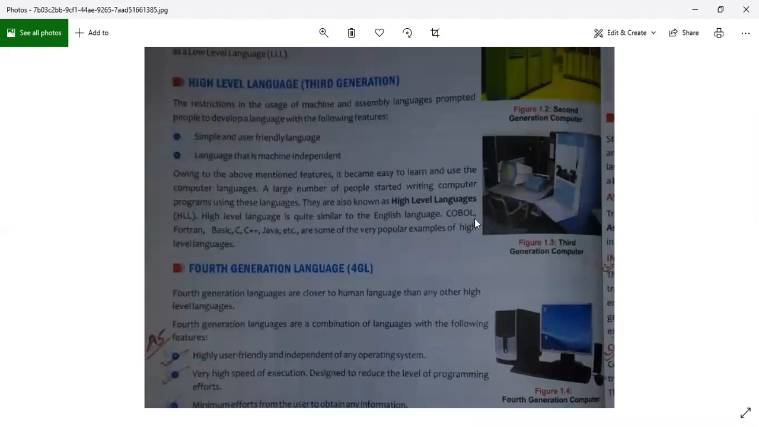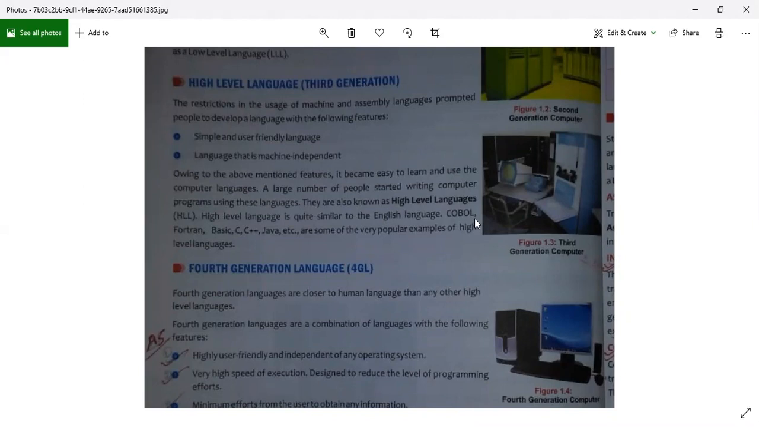Hello everyone. Let us go ahead and continue with the topic. So let us read about high level languages, which are the third generation languages. So we already know that binary language and assembly language are difficult to learn and to write a program. So what is the solution then? The solution is to write a program in high level language.